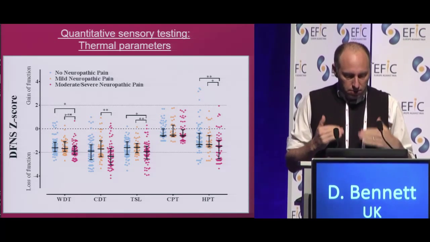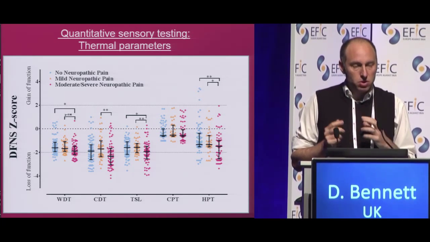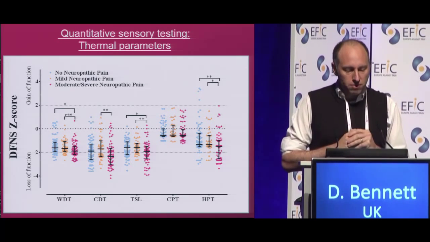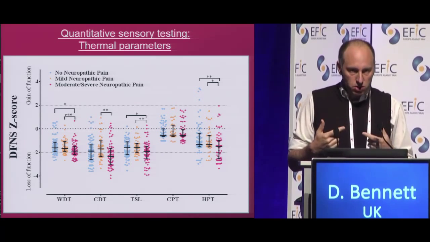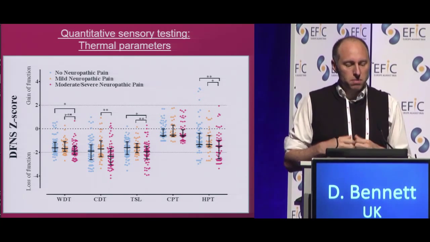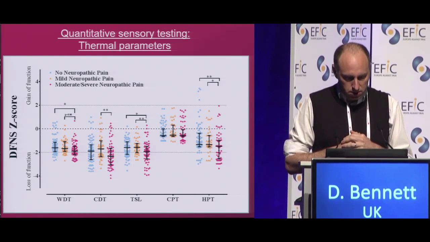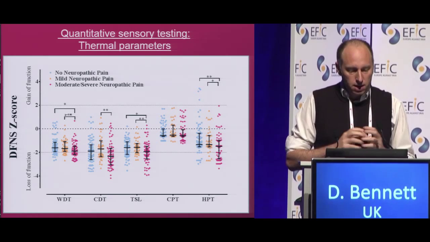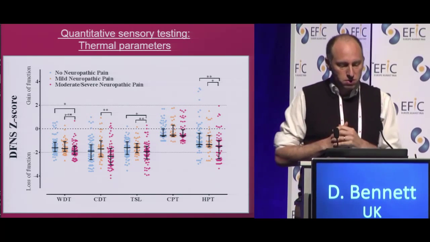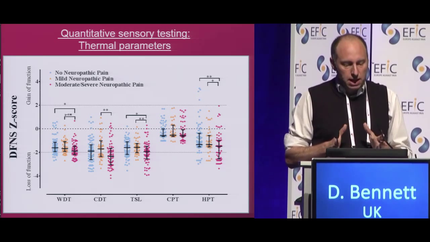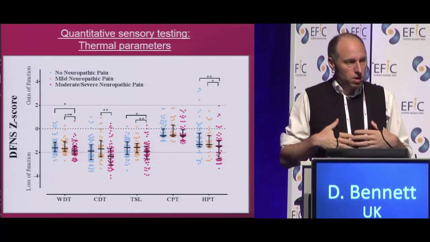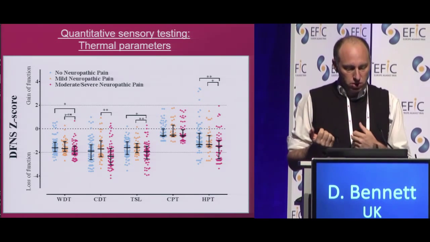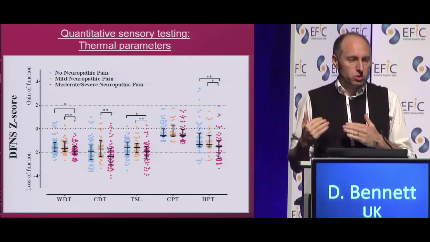So I have to say that the predominant finding, as you may have guessed, in diabetic neuropathy is a loss of function. Just to describe this graph, we generate the data into a Z-score, so the individual patient's data is compared to a very large normative data set, and we've got different groups of patients here. In blue are those patients that have neuropathy but no neuropathic pain, yellow they have mild neuropathic pain, and pink moderate to severe neuropathic pain. These are now looking at thermal parameters, so warm detection, cool detection, cold pain threshold, and heat pain threshold. And what you can see is actually a marked loss of function.